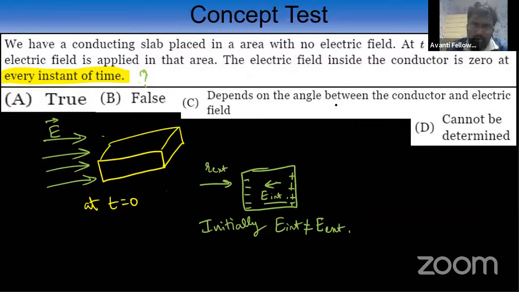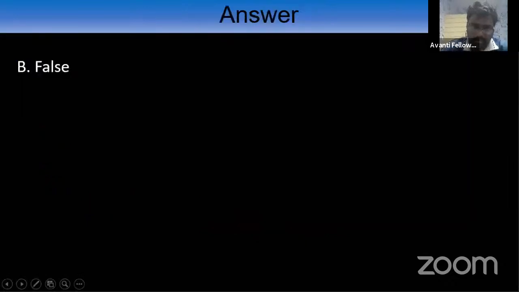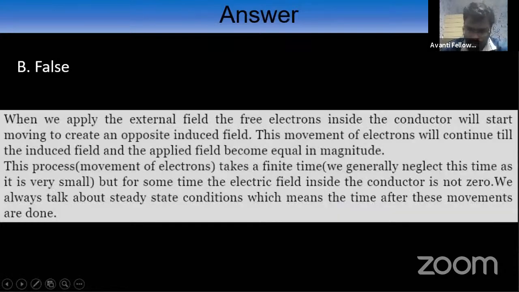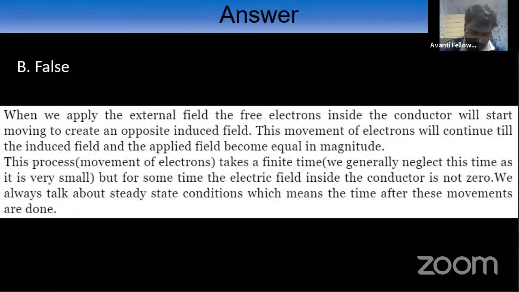Okay, E internal was not equal to E external. Now what happened after some time? What happened when more electric field lines came? After some time, the internal electric field was equal to the external electric field. Then we got our net electric field inside the conductor to be 0.